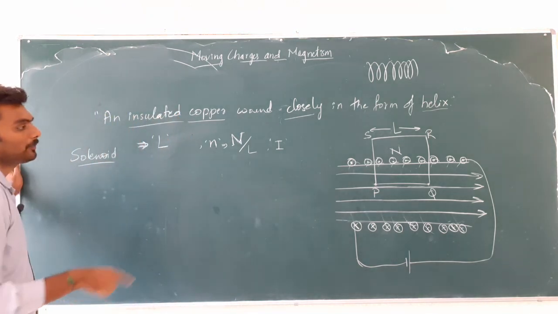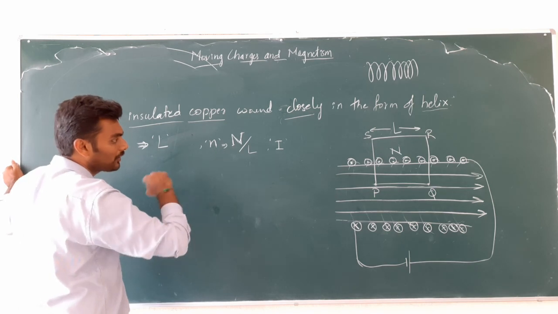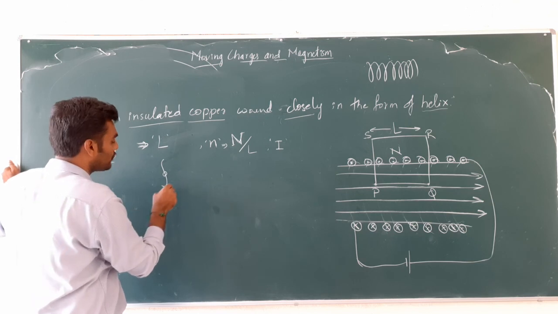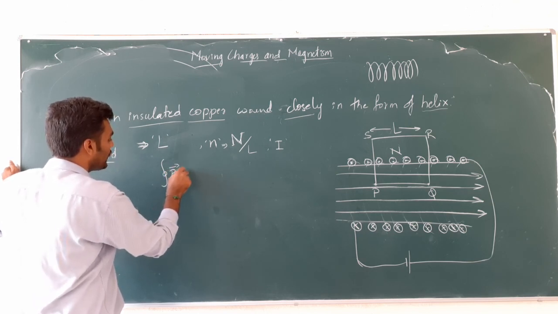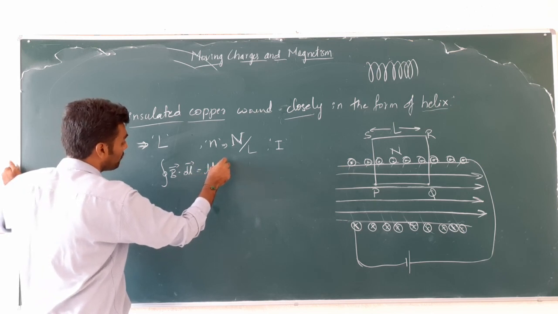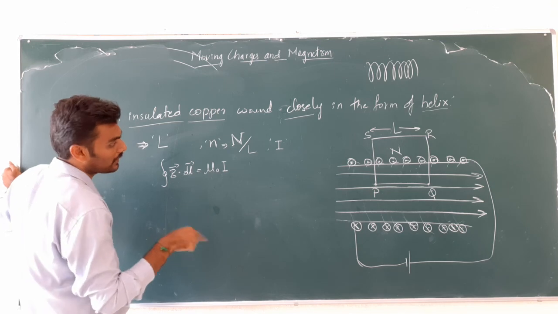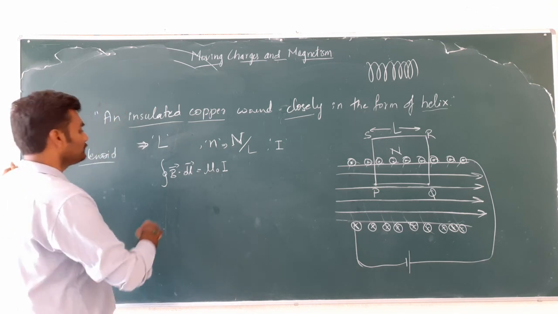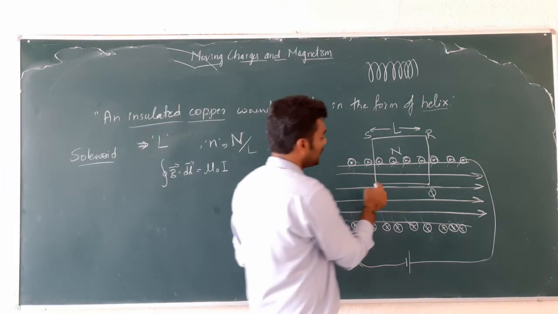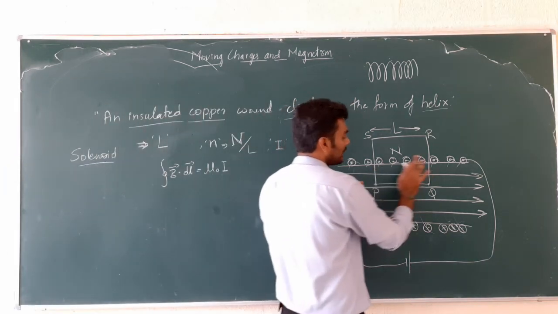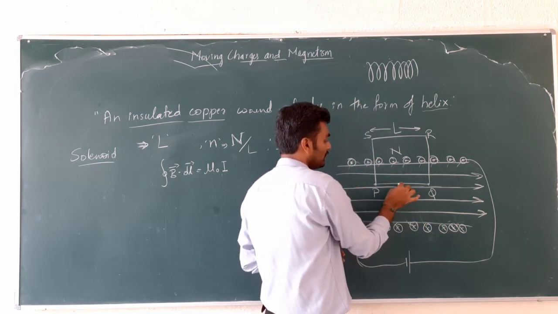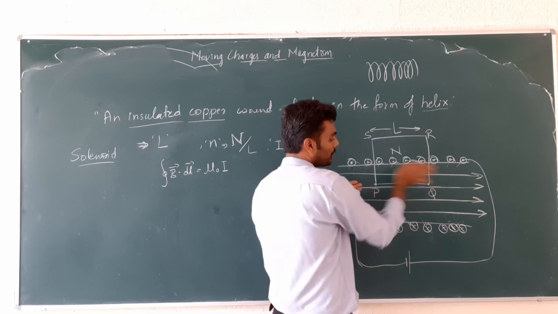Now, applying Ampere's Circuital Law to the loop. Ampere's Circuital Law says the closed line integral of B dot dl is equal to mu naught I, the total current enclosed by it. Now, when I apply this B dot dl here, see, the magnetic field inside the solenoid is constant. You take the magnetic field here, here, it is constant because it is a uniform magnetic field.